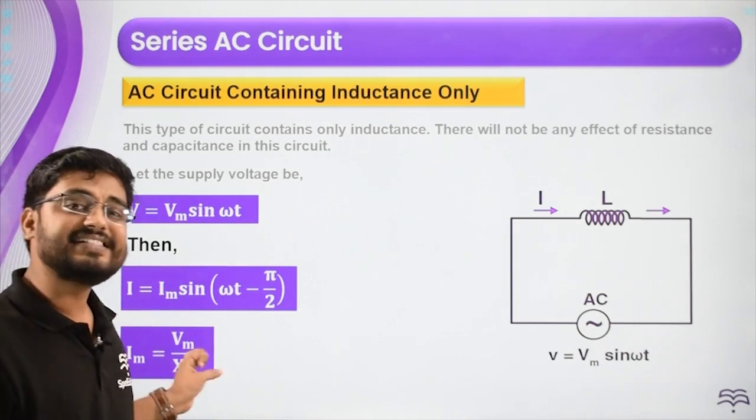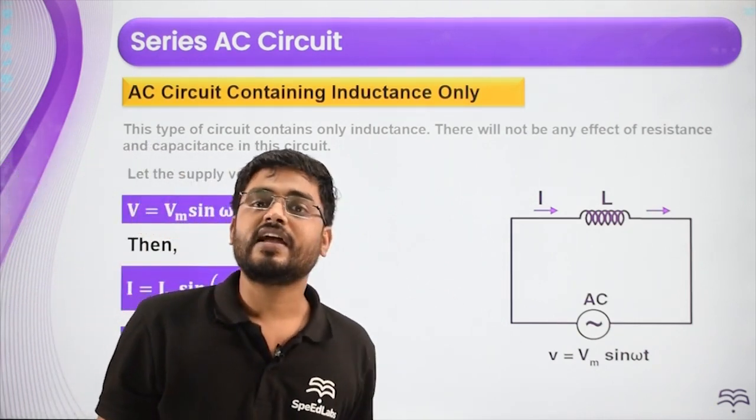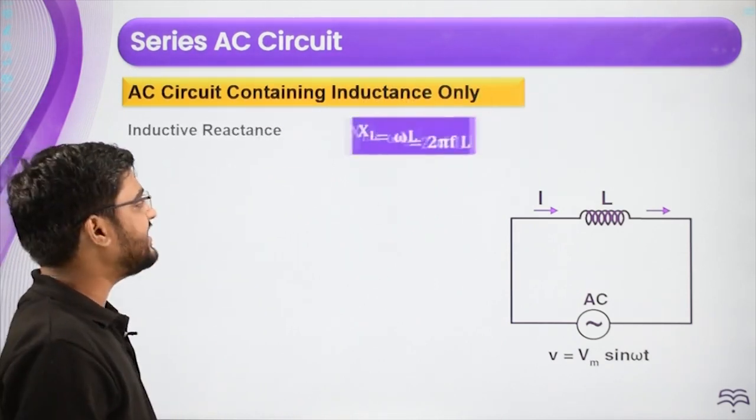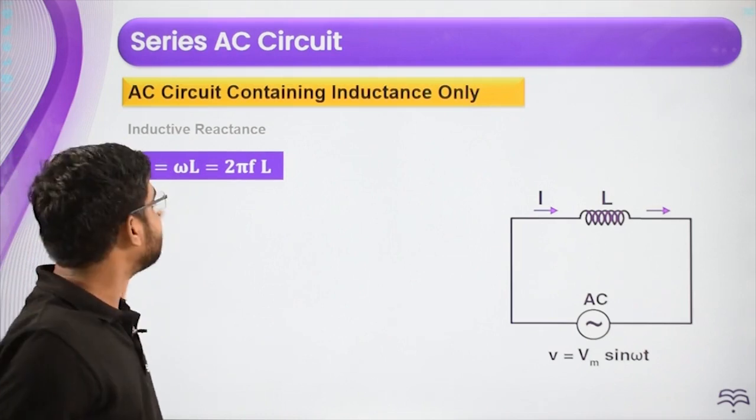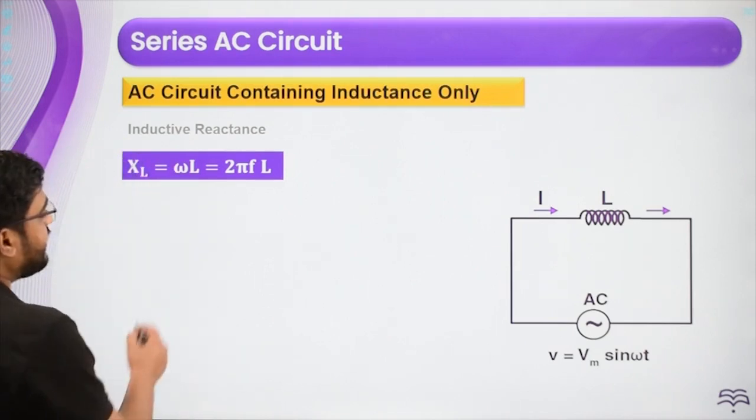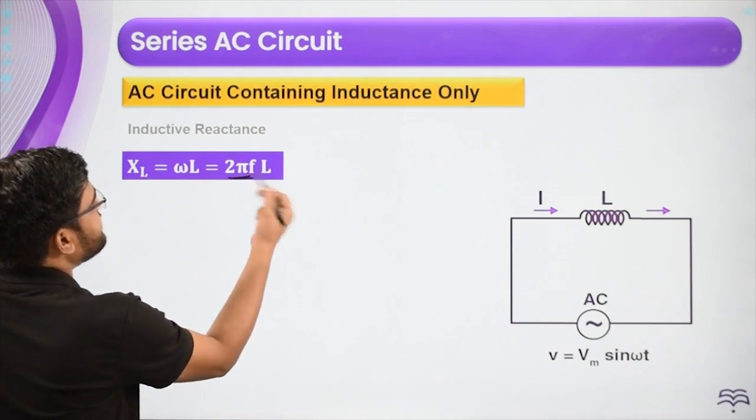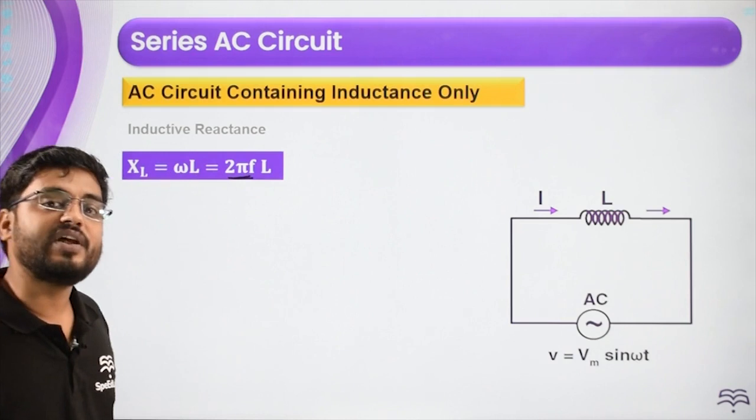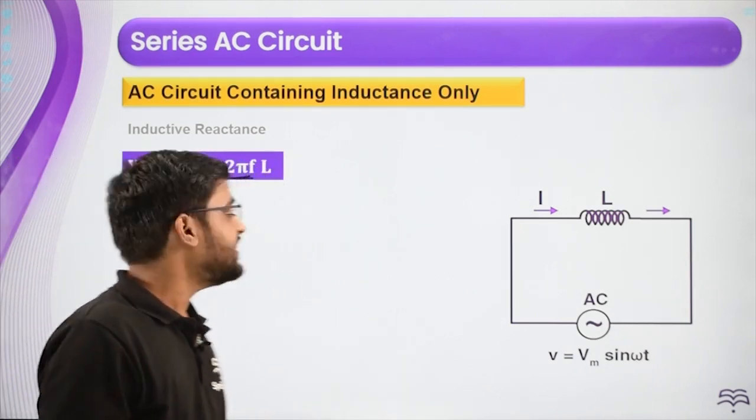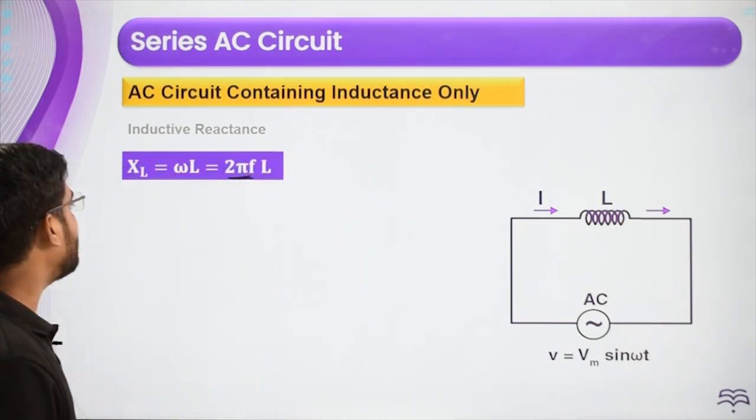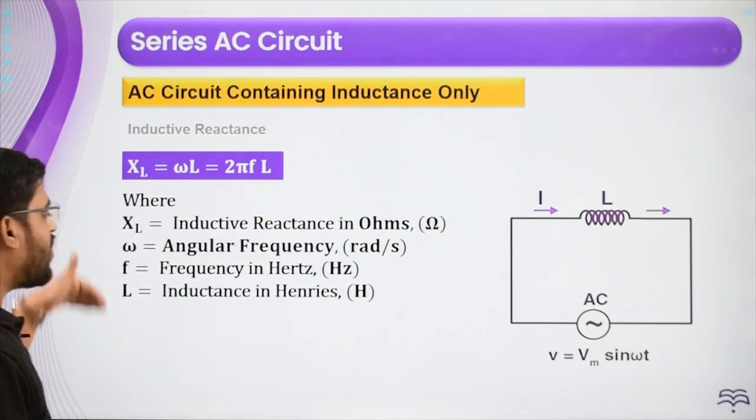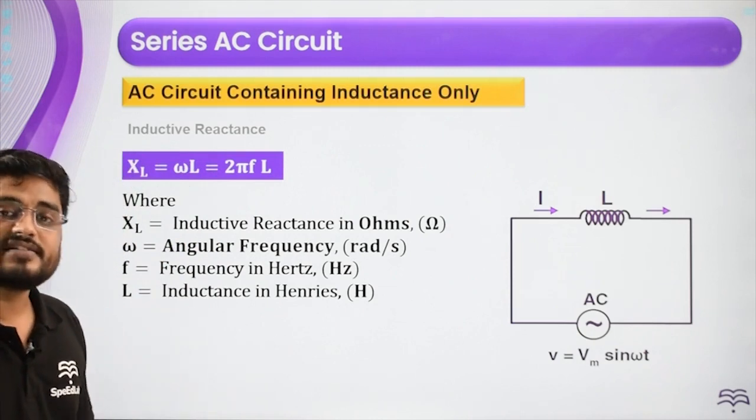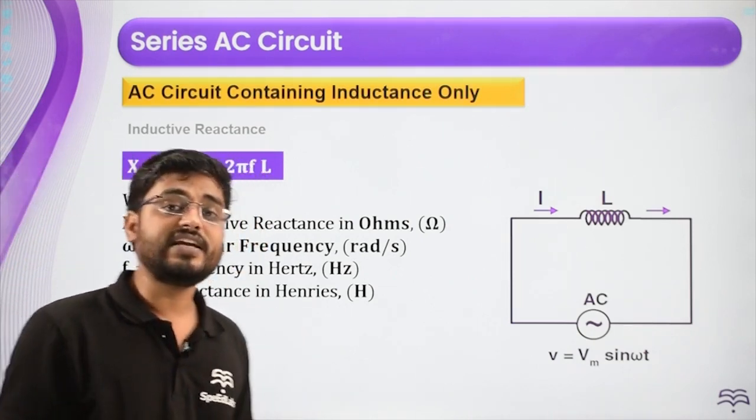Remember XL? XL is inductive reactance, and we defined it to be L omega. What is omega? Omega is angular frequency. So first let us talk about inductive reactance. We say inductive reactance is L omega. Omega is 2 pi f, so XL is 2 pi f times L. Omega is angular frequency, f is the normal frequency in hertz, and L is the inductance of the inductor.